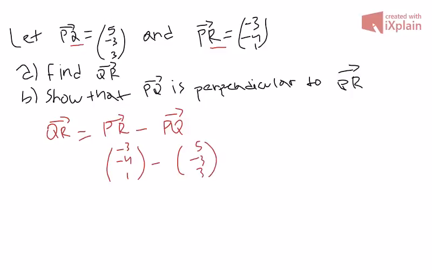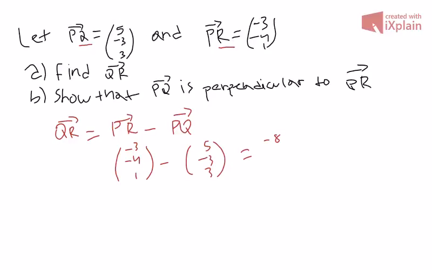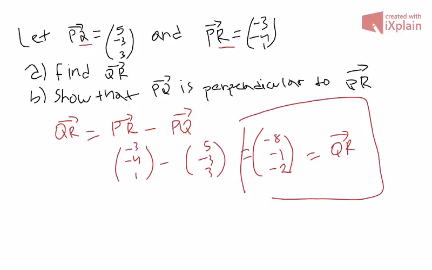And we just subtract straight across. So negative 3 minus 5 is equal to negative 8. Negative 4 minus negative 3 becomes negative 4 plus 3, which is equal to negative 1. And 1 minus 3 is equal to negative 2. So these are the components of vector QR. Vector QR is equal to negative 8, negative 1, negative 2.